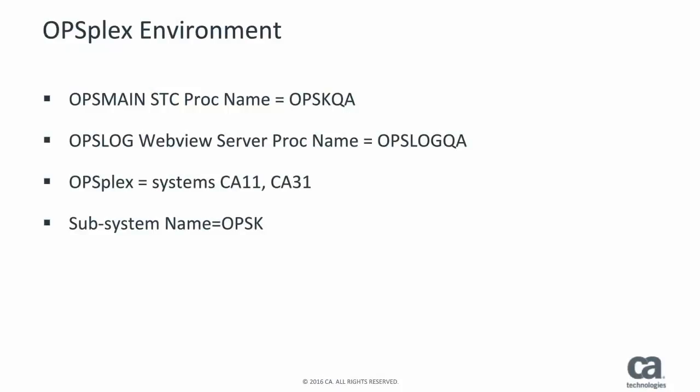The environmental information shown is a visual aid for demonstration purposes only, showing the background of the Ops MVS environment being used. The feature demonstration will be performed for the most part on the mainframe environment on the CA31LPAR in the OPS-KQA Ops main address space, which is the primary QA which I use and also known as the OPS-K subsystem. Some additional test information could be performed on behalf of the OPSLOG Web Viewer server, known as OPSLOG QA, which is also a primary QA address space which I perform my testing on.